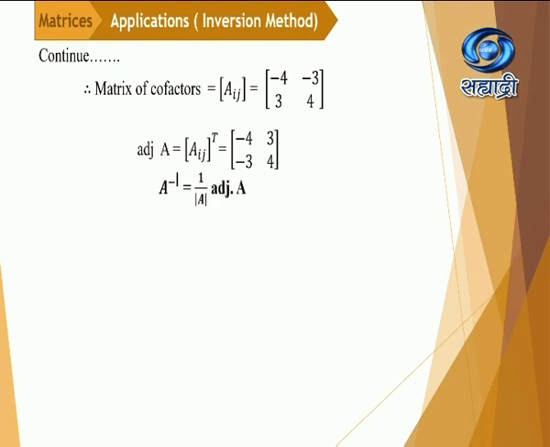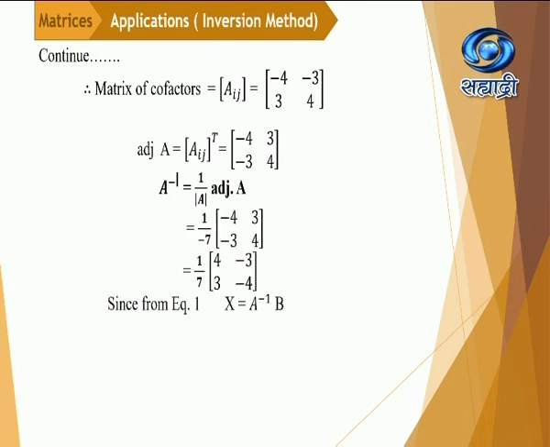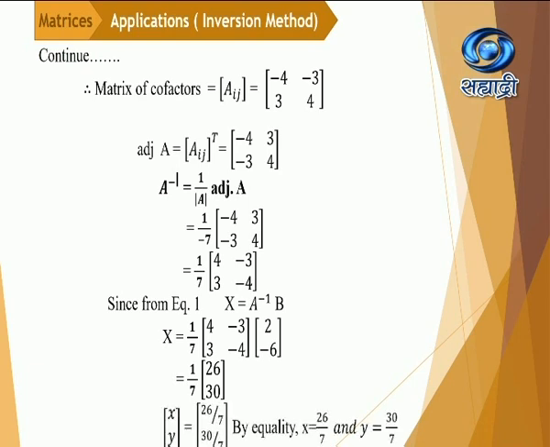And therefore, A inverse is equal to 1 upon determinant A into adjoint A. And A inverse is 1 upon 7, 4, minus 3, 3, minus 4. From equation number 1, X is equal to A inverse B, which is the reduced system. And here, to get the value of X, we have to substitute A inverse and the column matrix B. So we have to multiply these two matrices. Then we'll get X equal to 26 by 7 and 30 by 7.